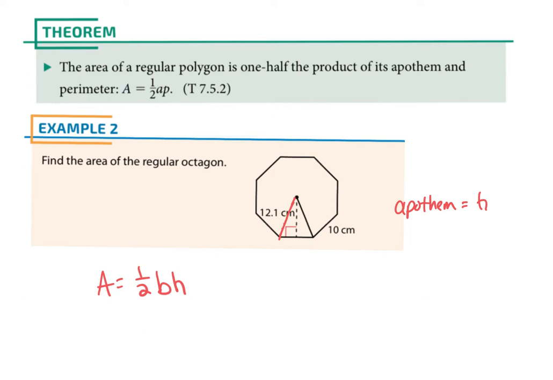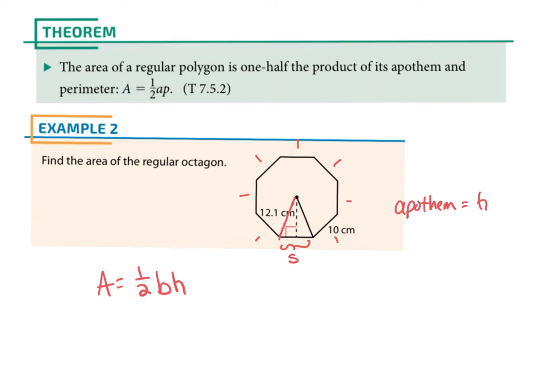My base is one of the side lengths of my regular polygon. Well, how many do I have? Well, I have as many as I have sides. So in this case, I have 8 sides to be exact, and they've given me one of my side lengths. Well, I could add it up 8 times.